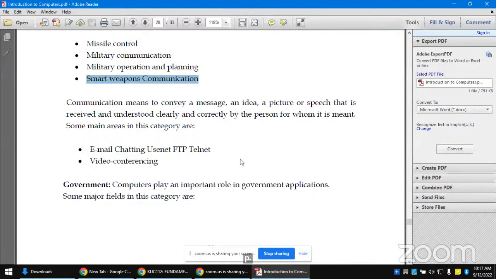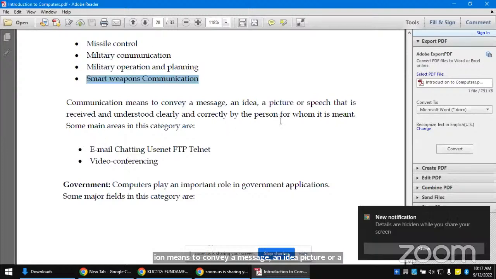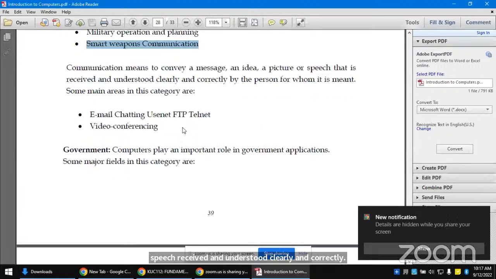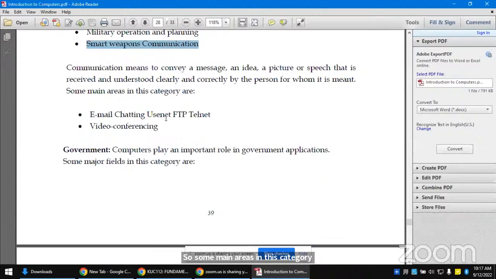So we have smart weapon communication. Communication means to convey a message, an idea, a picture, or a speech that is received and understood clearly and correctly by the person for whom it is meant. Some main areas in this category are email, chatting, Usenet, and FTP, which means file transfer protocol, then telnet, then video conferencing.